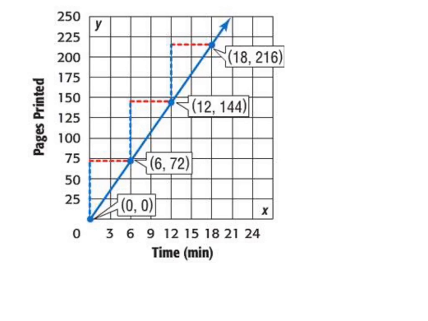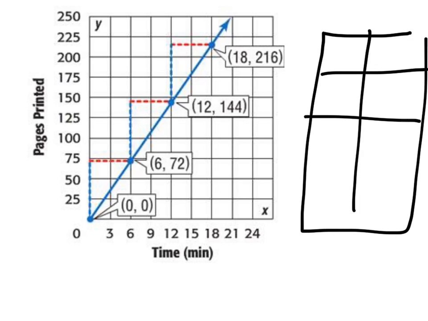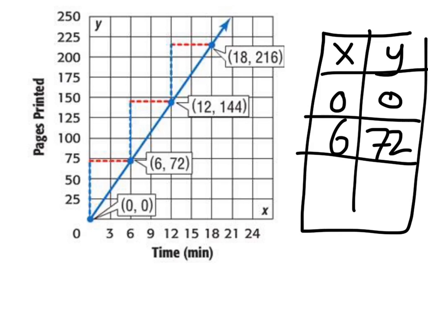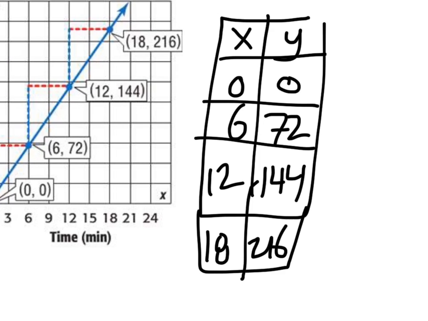Using it with a graph, okay? Could you just make a table? Because some of you are like, I can do tables all day. Well, you've got your x and your y values. You've got 0, 0, 6 and 72, 12 and 144, and 18 and 216. Well, from here, you're just going to use the same method to solve for your rate of change.